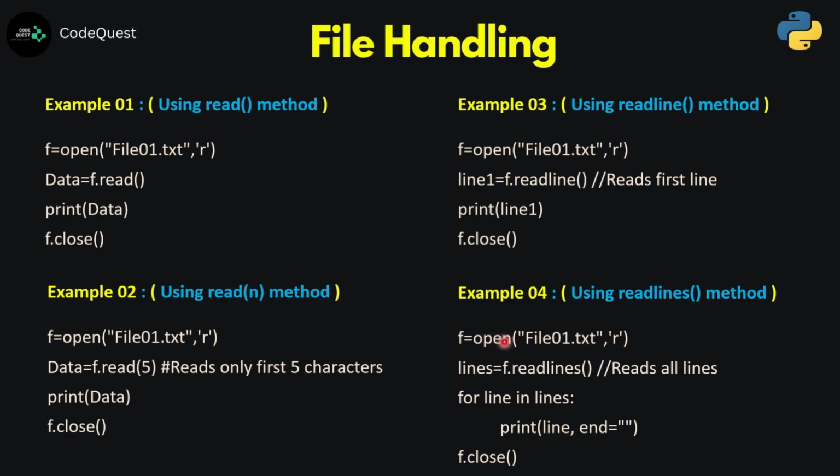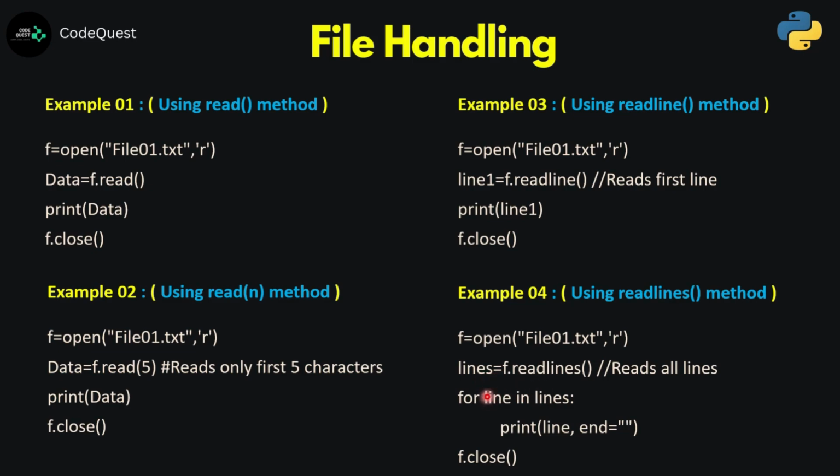So now after opening this file, when I'm calling this readlines method, this lines is going to be a list where each item is an individual line present within the file. So if the file 01.txt has some 5 lines, these lines will behave like a list holding 5 items, where each item is one line. So the first item will be the first line, the second item will be the second line, and so on.